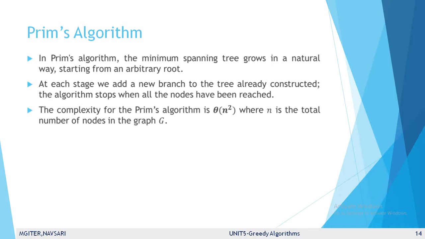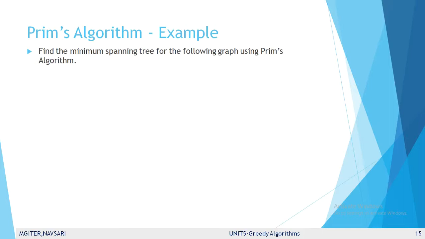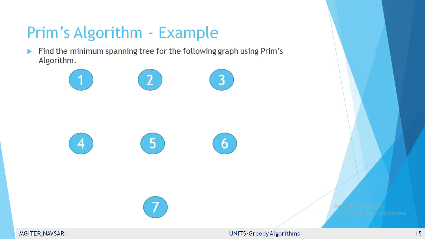This algorithm proceeds by selecting edges. First of all, we select an edge with a minimum weight. The algorithm proceeds by selecting the adjacent edge with the minimum weight, but care should be taken not to form a circuit or cycle. The complexity of Prim's algorithm is theta of n square, where n is the total number of nodes in the given graph. Now we see an example of a spanning tree with the help of Prim's algorithm.